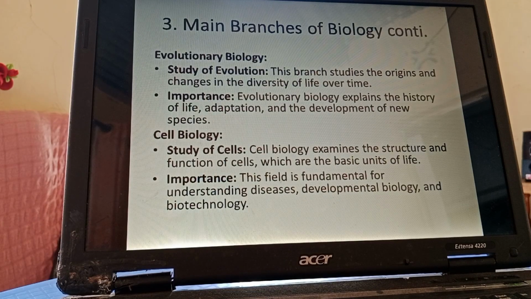Evolutionary biology, another branch, is defined as the study of evolution. This branch studies the origins and changes in the diversity of life over time. And what is the importance of learning evolutionary biology? Evolutionary biology explains the history of life, adaptation, and the development of new species.